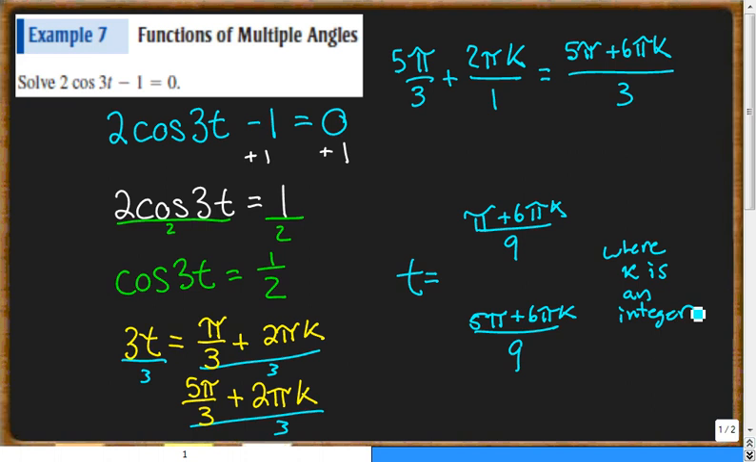So because we have this 3t here, our answer is going to be a little different. It's going to look strange because we've got 3 times as much going on. It changes the period of our function, so it's going to look different. You don't see the 2 pi k anymore because our period's changed. But this is how you would go about finding the value of t that would satisfy this equation.